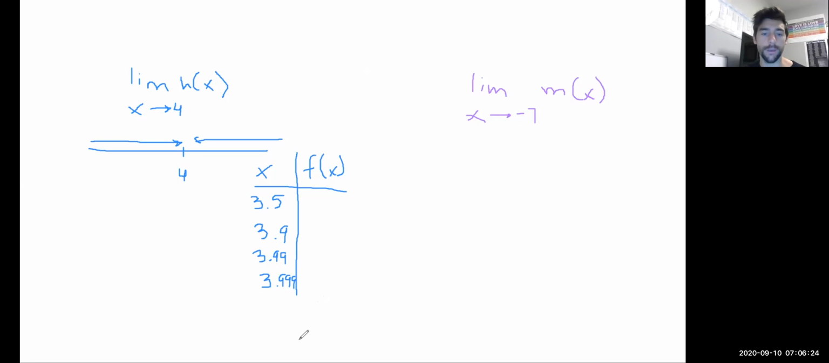I think I'll have space at the bottom. I'm now thinking about numbers that are bigger than 4, but getting closer to it. I like to start with 4.5.